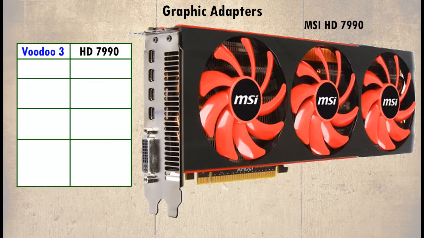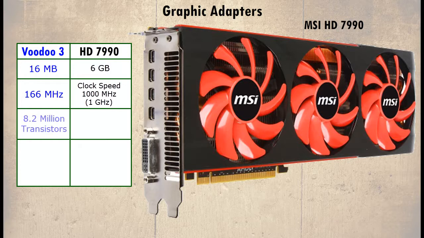Let's compare the specifications with the Voodoo 3 we saw earlier. The Voodoo had 16 MB of total memory. The HD 7990 has 6 GB, a lot more. The clock speed of the Voodoo was 166 MHz, which was considered at one time to be fast. The HD has a clock speed of 1000 MHz or 1 GHz.